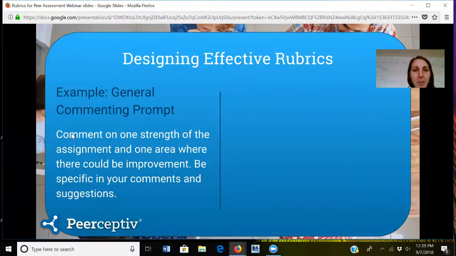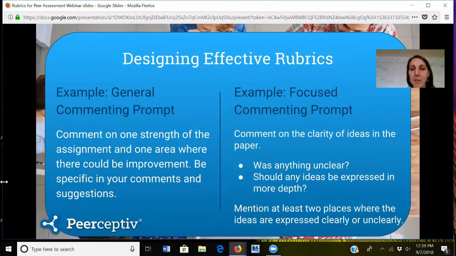So here's a general commenting prompt. Comment on one strength of the assignment and on one area where there could be improvement. Be specific in your comments and suggestions. You can see that will get a positive and a negative and some feedback, some thinking about what the student read. But compare that with a focused commenting prompt.